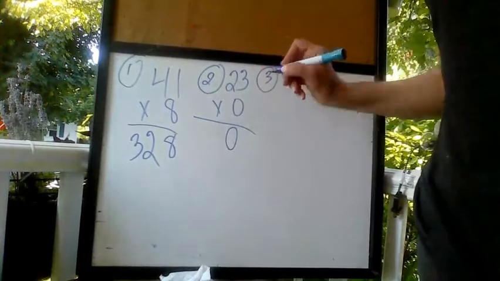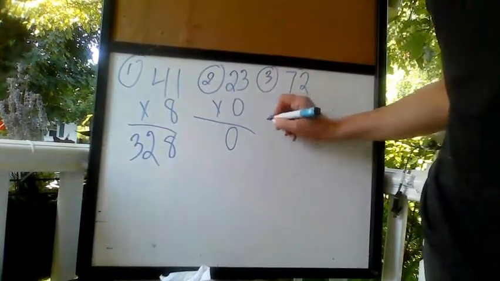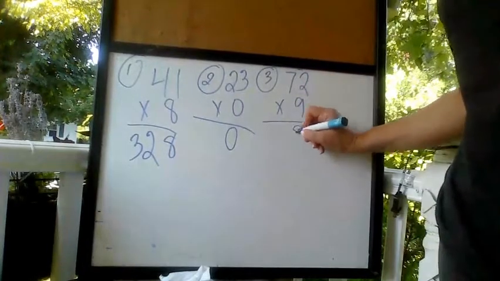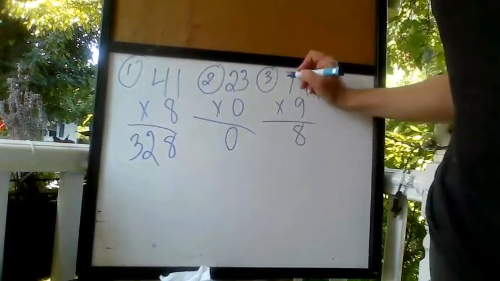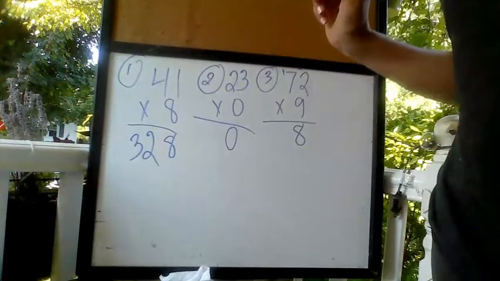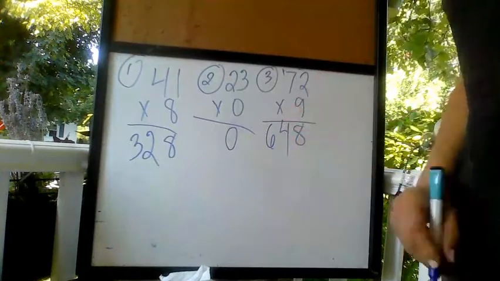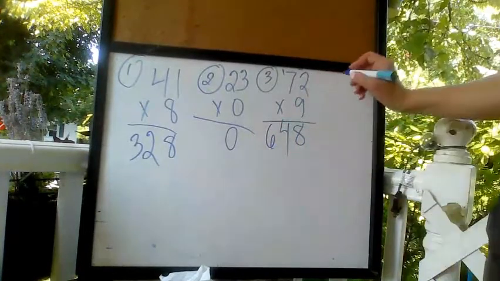Number 3 is 72 times 9. 9 times 2 is 18, so you put down the 8 and you carry the 1. 9 times 7 is 63. 63 plus 1 is 64, so the answer is 648.